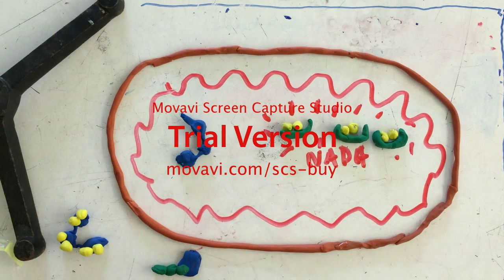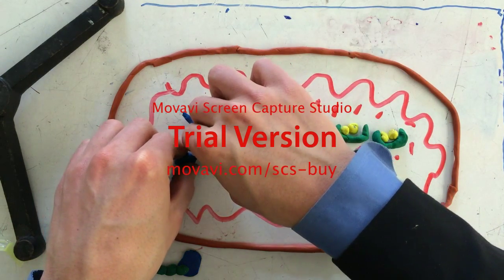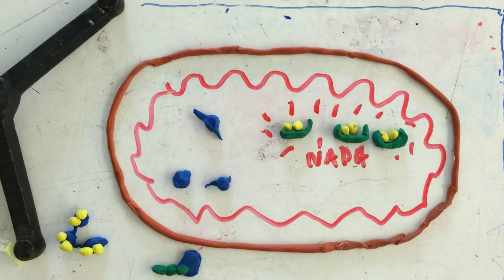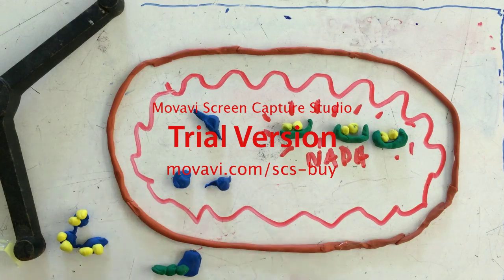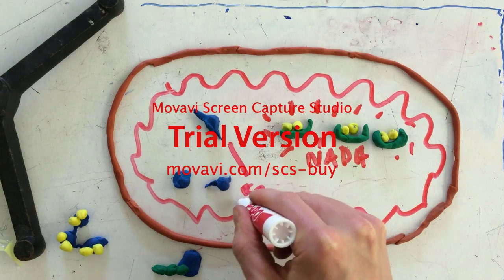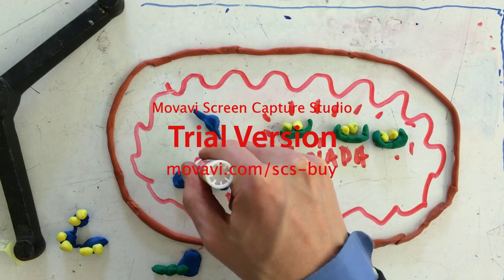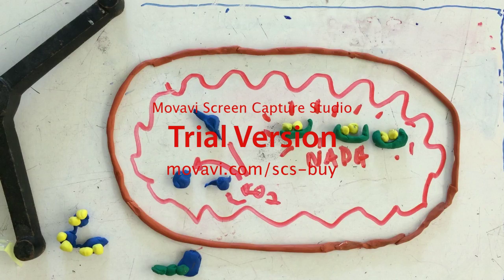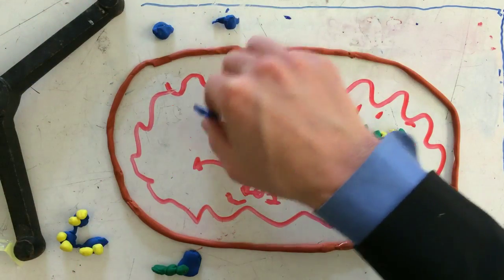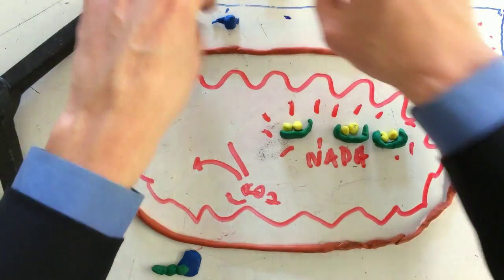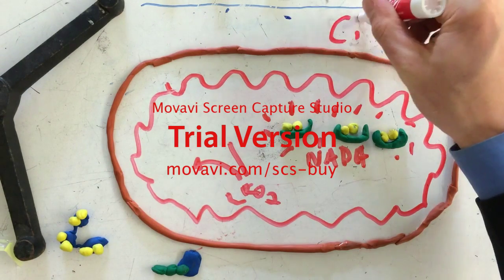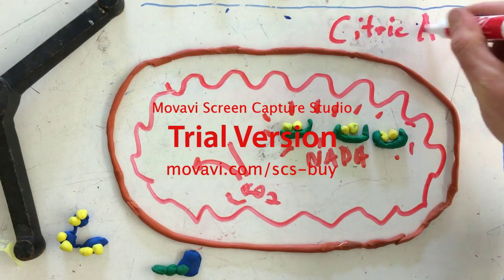Basically what happens during the citric acid cycle is that this half of glucose is broken apart. And when it does, it becomes carbon dioxide. So these are 3 molecules of CO2. And the CO2 diffuses out of the mitochondria and then eventually out of the cell and gets carried away in the blood. That's what happens during the citric acid cycle.